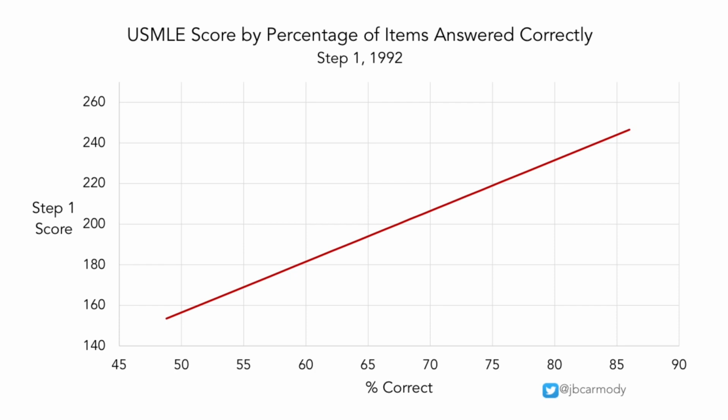So if you took the USMLE in the early 1990s and you want to know what percentage of items you answered correctly to earn the score that you got back on your score report, you can simply look at this linear function here and calculate it with great precision.